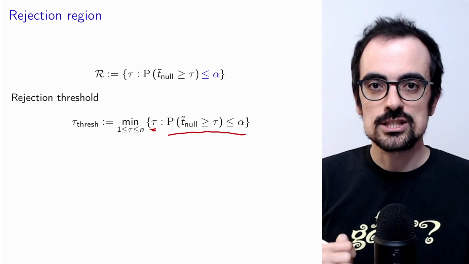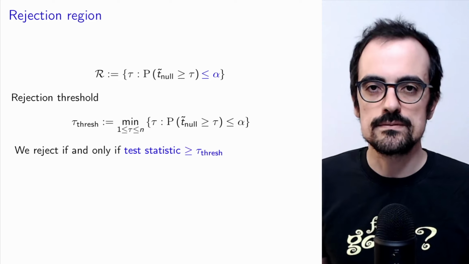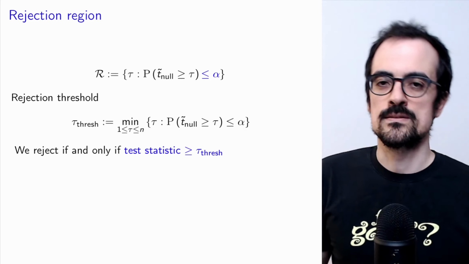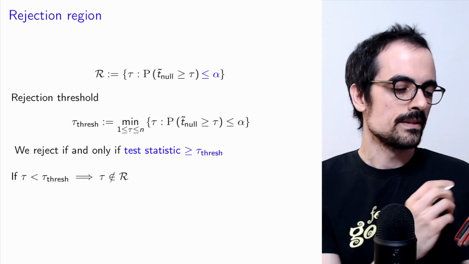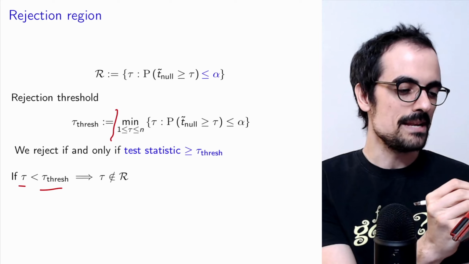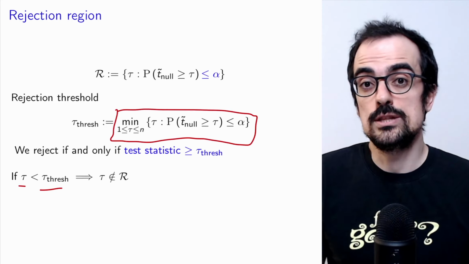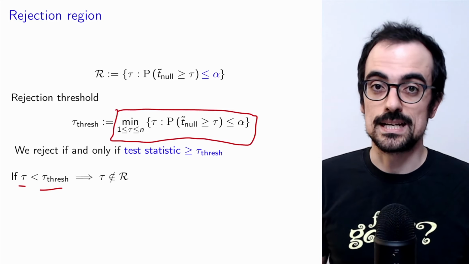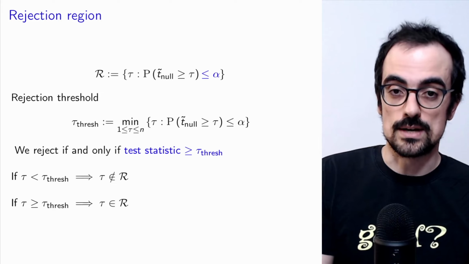Let's establish that the threshold is well defined in the sense that we reject if and only if the test statistic is greater or equal to the threshold. First of all, if the test statistic is below the threshold, then by definition, because this is the minimum value for which we reject, we don't reject. Okay, so we have the implication in that direction. Now let's see what happens if the test statistic is above the threshold.